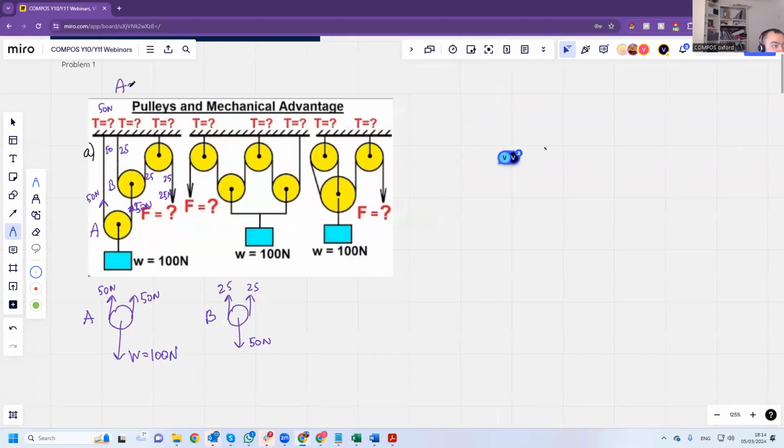Assuming it's not a non-reasonable assumption. Assuming constant velocity.